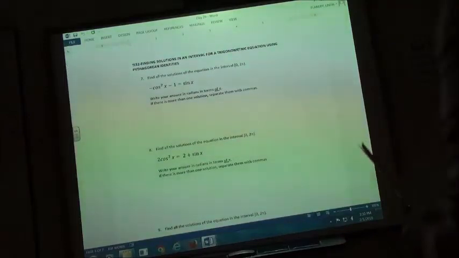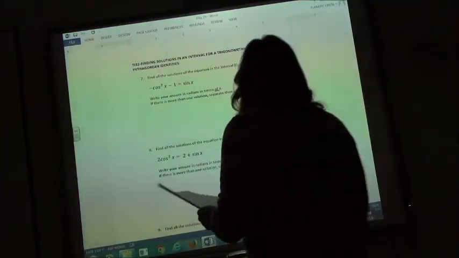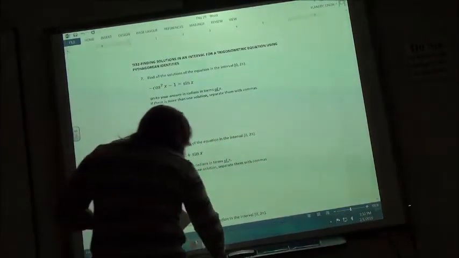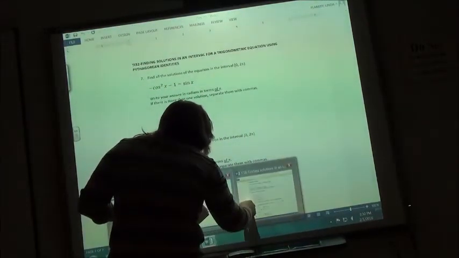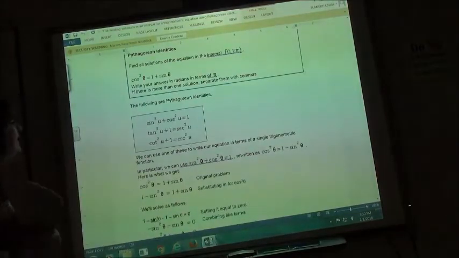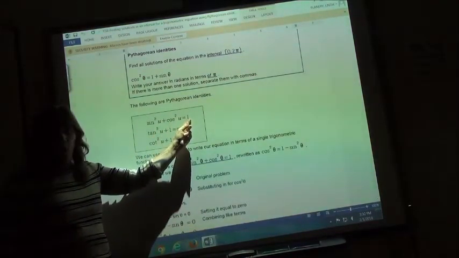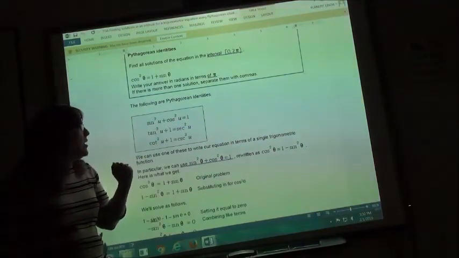Problems 7, 8, and 9 say: find the solutions in an interval for a trigonometric equation using your Pythagorean identities. So you might want to have your Pythagorean identities handy. Sine squared plus cosine squared equals 1. That's the most common one we use.